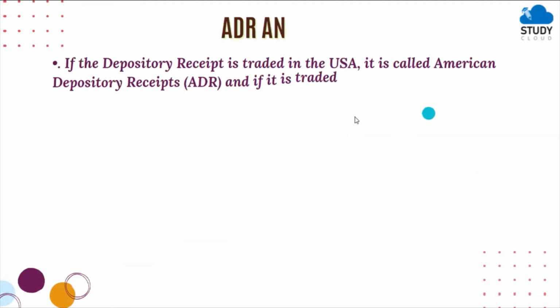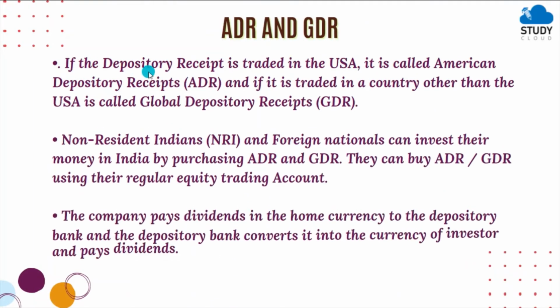Now, if the depository receipt is traded in the USA, it is called American Depository Receipt. And if it is traded in a country other than the USA, it is called Global Depository Receipt. Now, non-resident Indians, that is NRIs, and foreign nationals can invest their money in India by purchasing ADR and GDR.